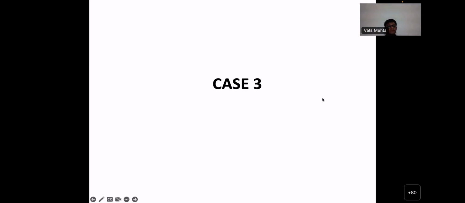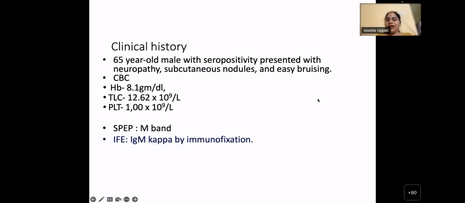Case 3 is something of a breather kind of case. It's a relatively easy case. So would you like to read the history? Yes, ma'am. On clinical history, a 65-year-old male, seropositive, presented with neuropathy, subcutaneous nodule, and easy bruising. On CBC, hemoglobin 8.1, TLC is 12,000, platelet is 1 lakh. On SPEP, it shows an M band, and on IFE, it shows IgM kappa by immunofixation.